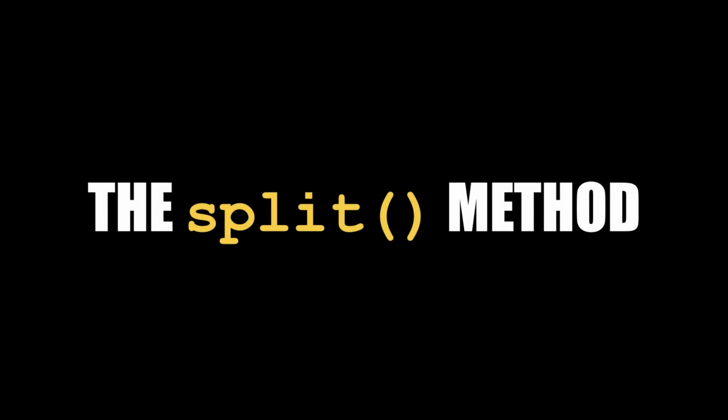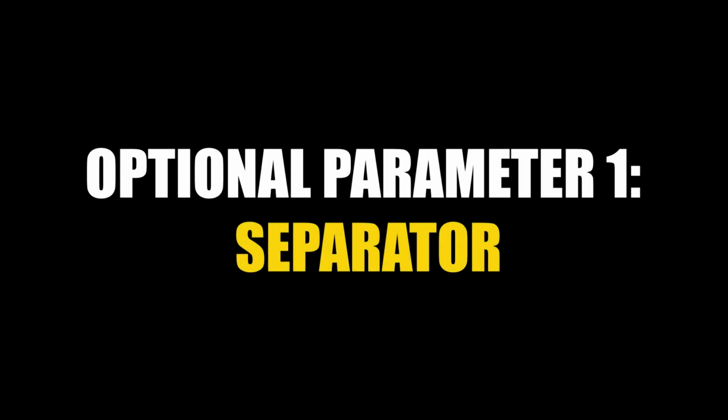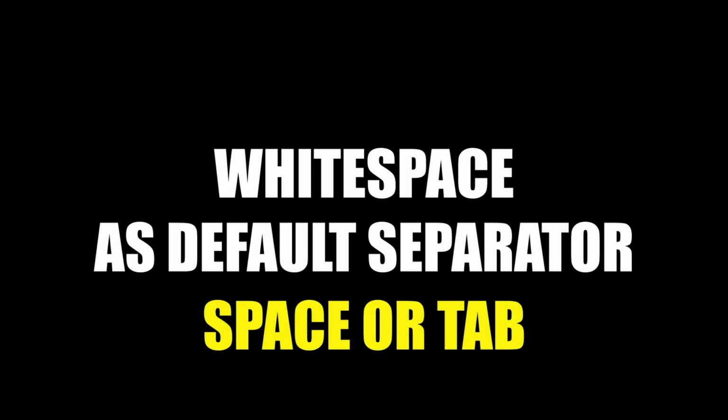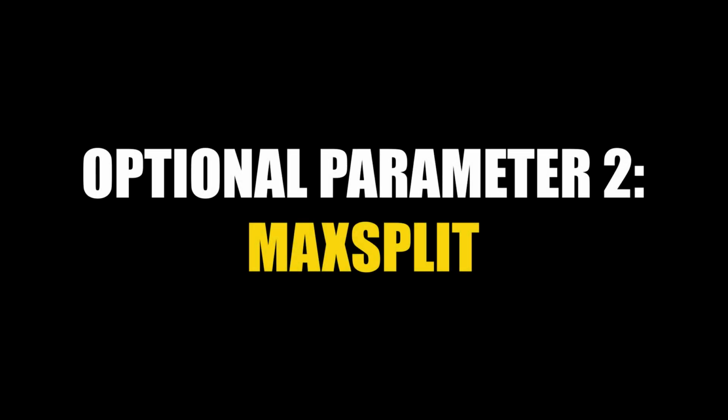We'll start with the split method. The split method has two optional arguments or parameters. One is called separator. If not specified, any white space character is used. An example of a white space character is space bar or tab. The second parameter is called max split. This is the number of splits that will be done to a string.